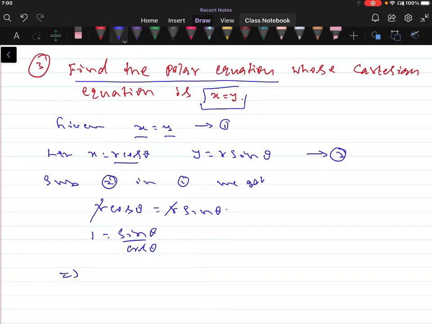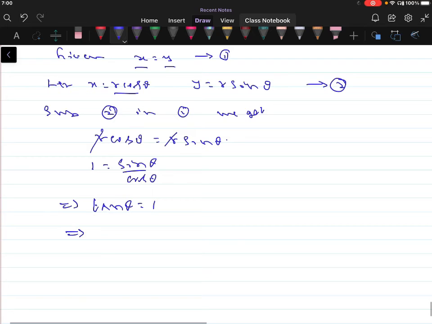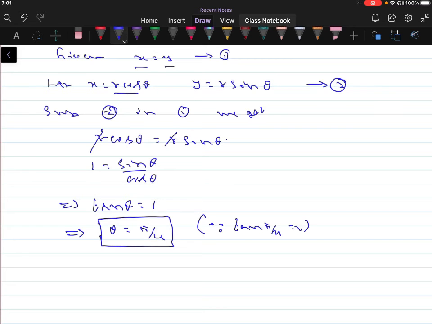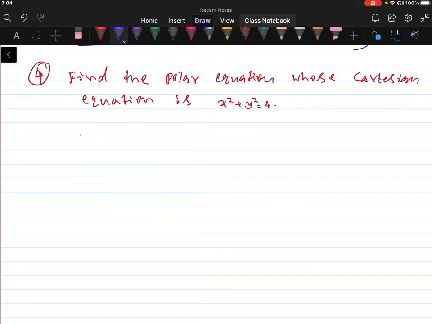So this implies tan theta is equal to 1. So this implies theta is equal to pi by 4, since tan pi by 4 is equal to 1. So therefore theta is equal to pi by 4 is a polar equation. Let us move to next problem.